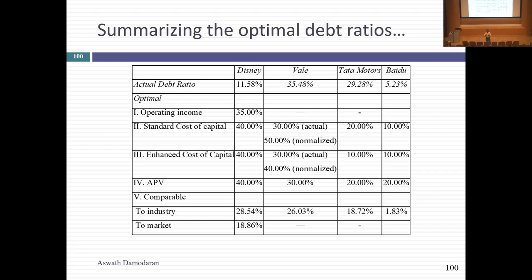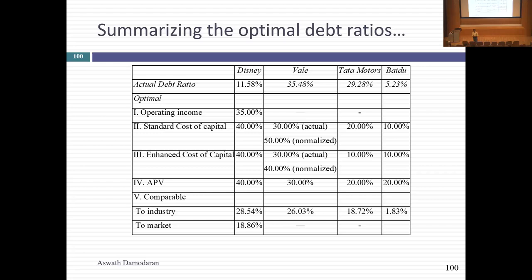And one final point. When I did my optimal debt ratios, I moved in 10% increments, right? Why do you think I didn't move in 1% increments? I mean, it's a tedious spreadsheet, but I could have done 1%, 2%. So why do you think I moved in 10% increments as opposed to 1% increments?